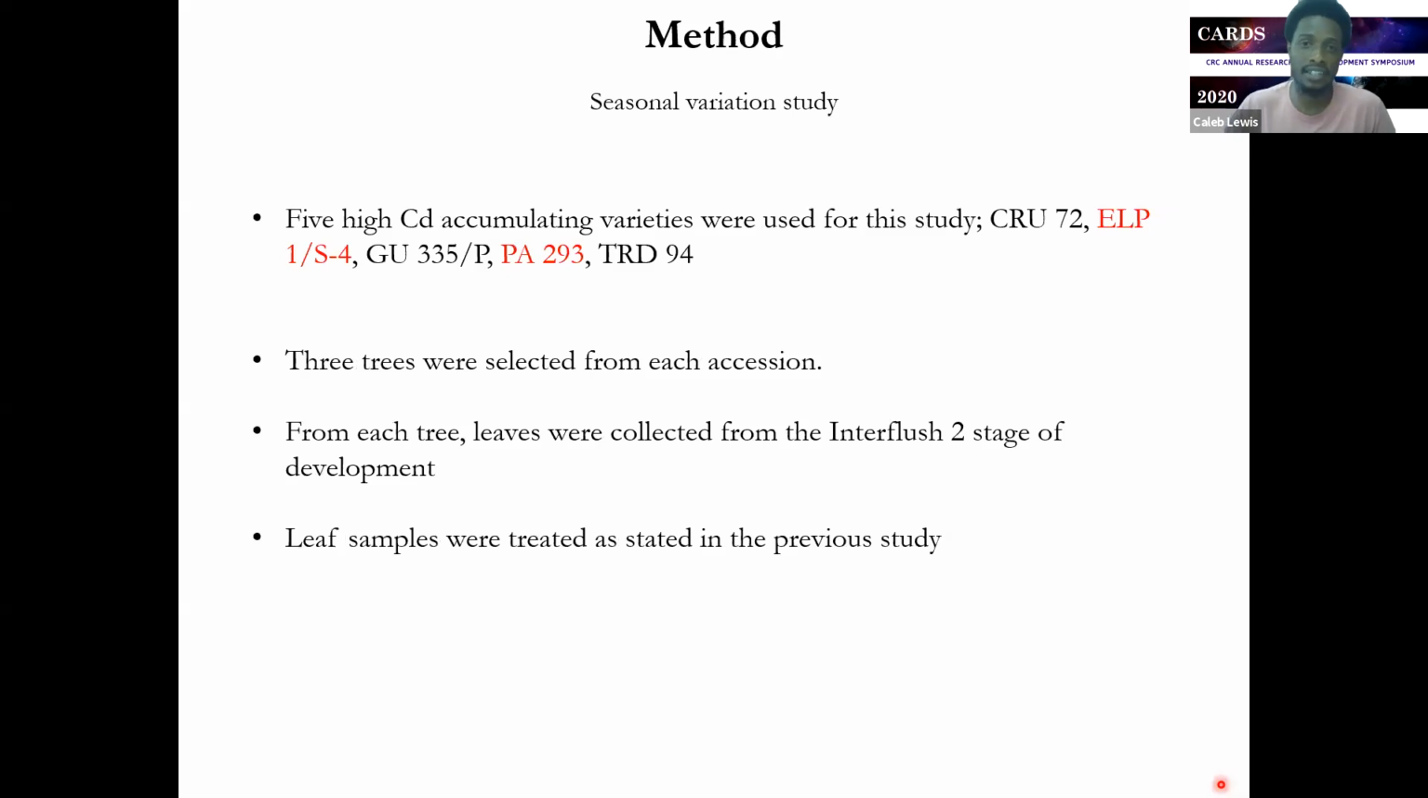The second method I looked at was the seasonal variation study. Five high cadmium accumulating varieties were used for the study, the same varieties as before, but this time I'll focus on ELP1S4 and PA293, simply for the same reason as before, that we weren't able to complete the analysis in time due to COVID-19 restrictions. From each tree, leaves were collected from the interflush 2 stage of development, and leaf samples were treated as stated in the previous study above.